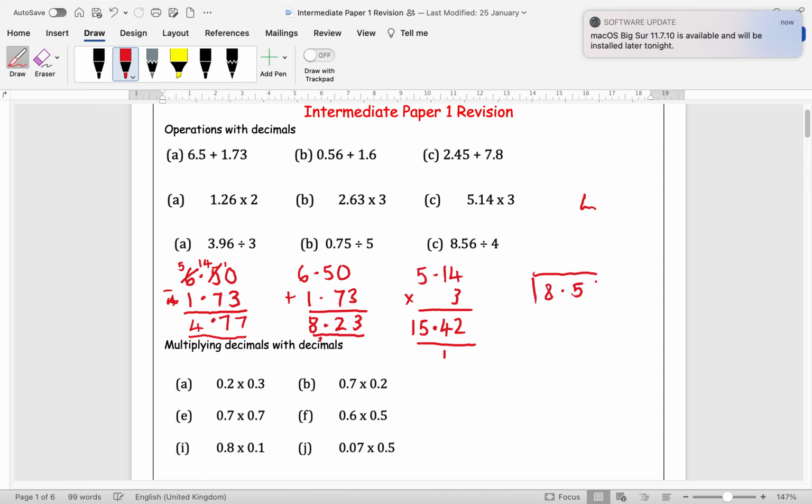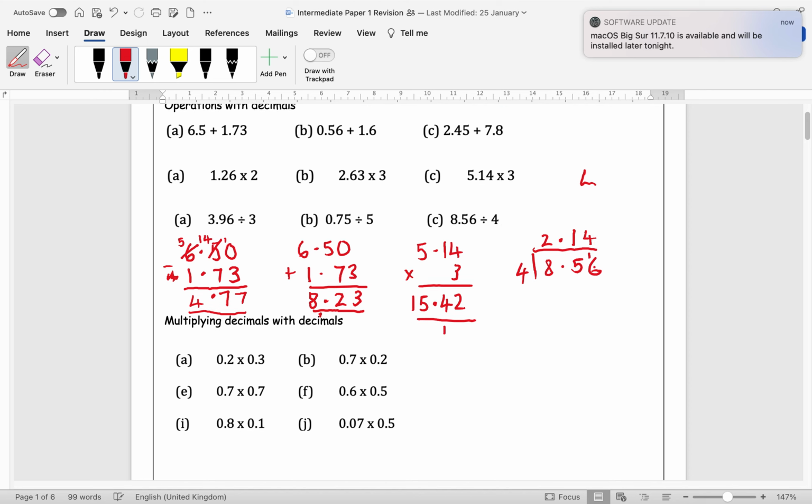and we'll take the last one, okay, it's set up like that. So 4 goes into 8 twice, put the decimal point again in position, 4 goes into 5 once, remainder 1, and then the 4 goes into 16 4 times.